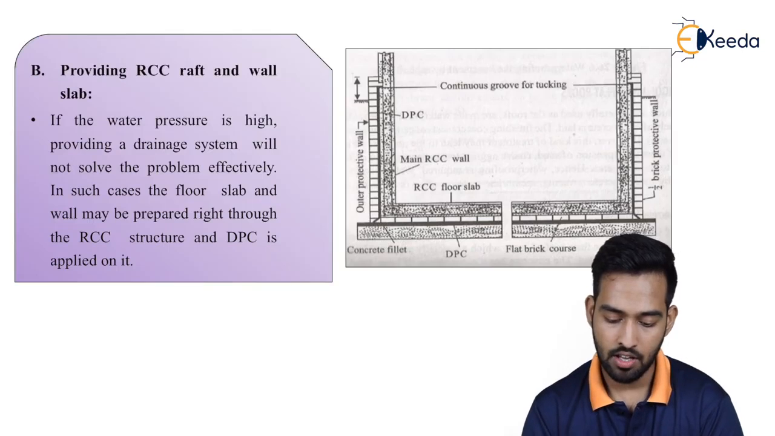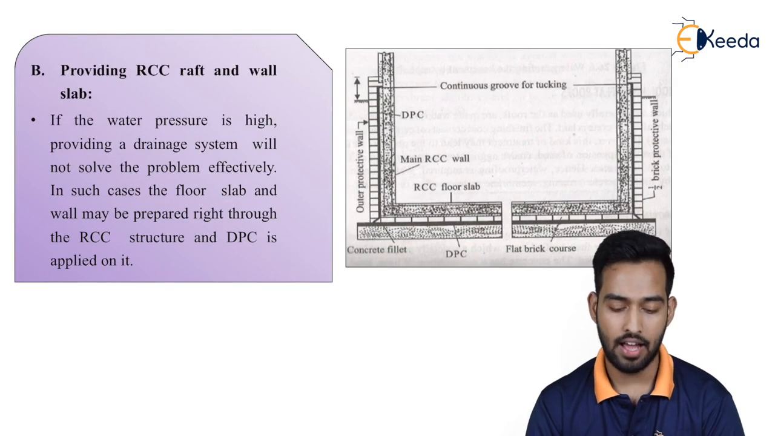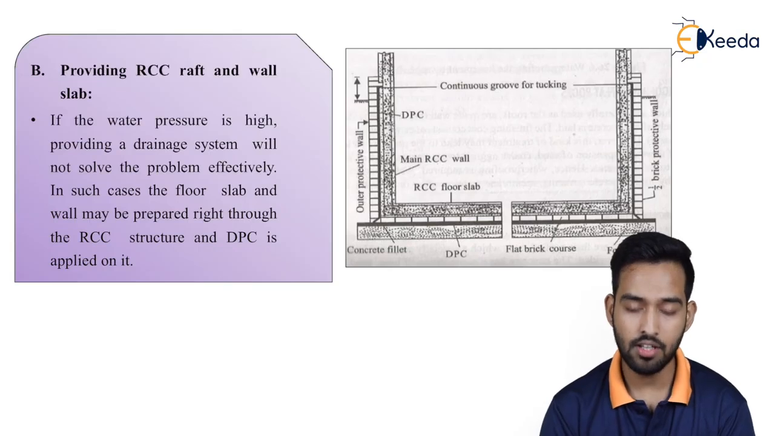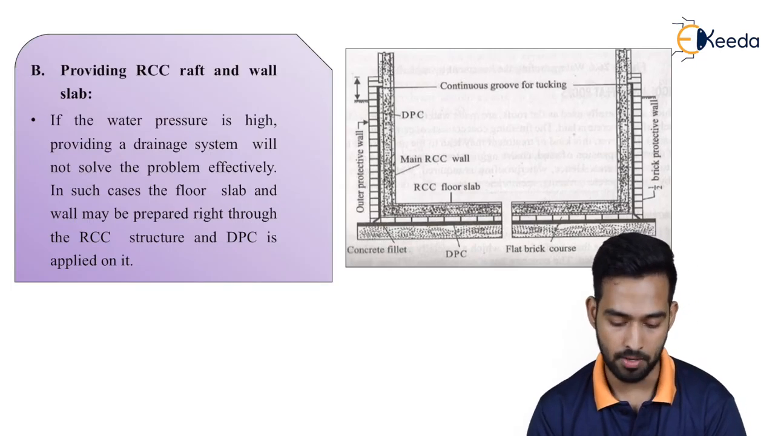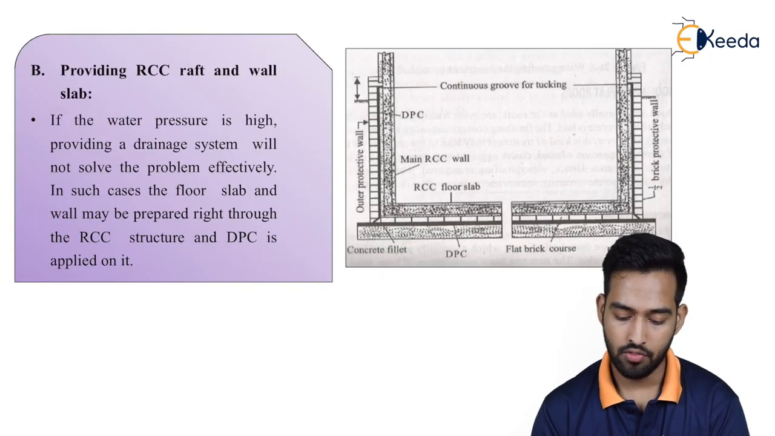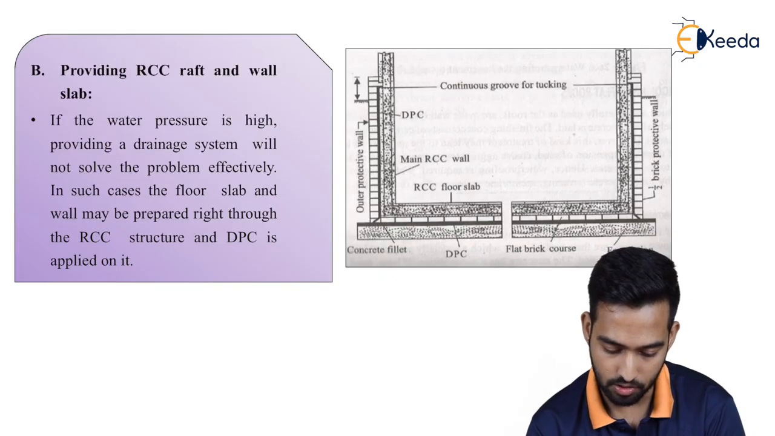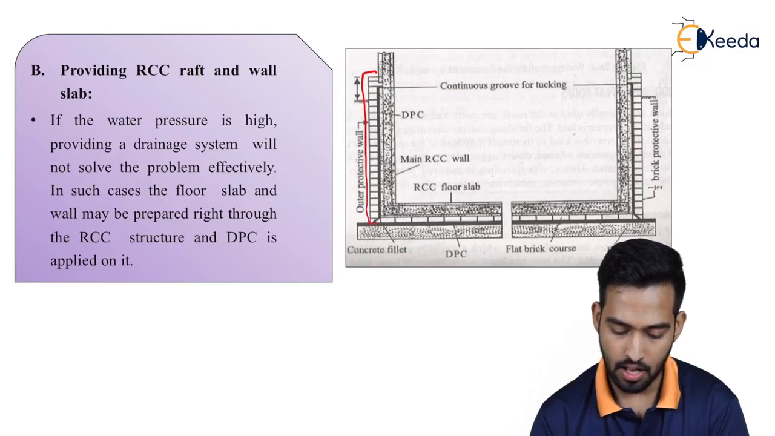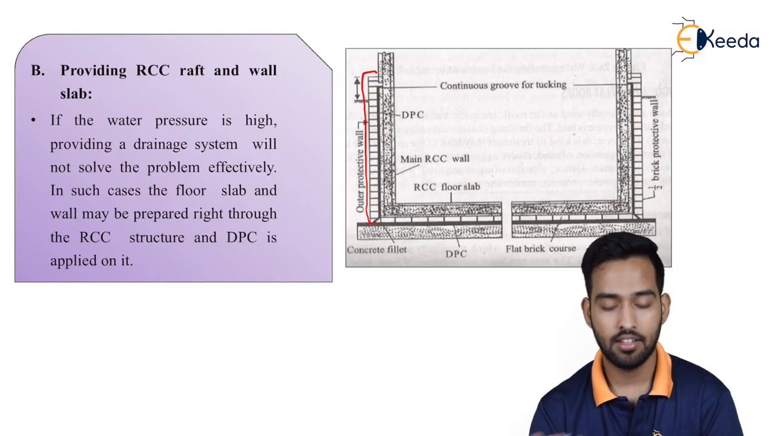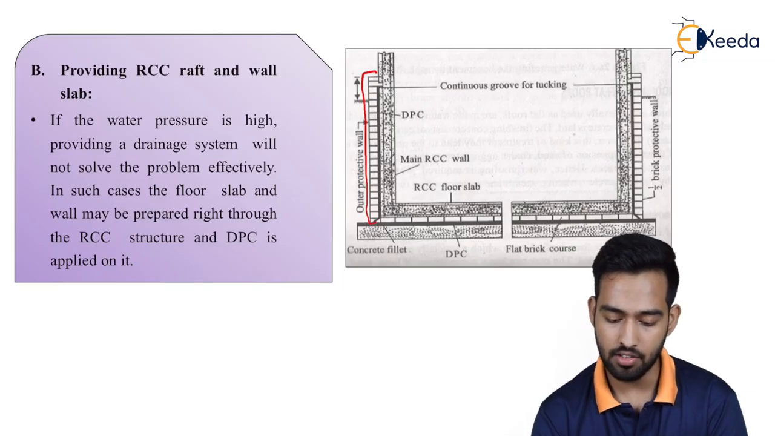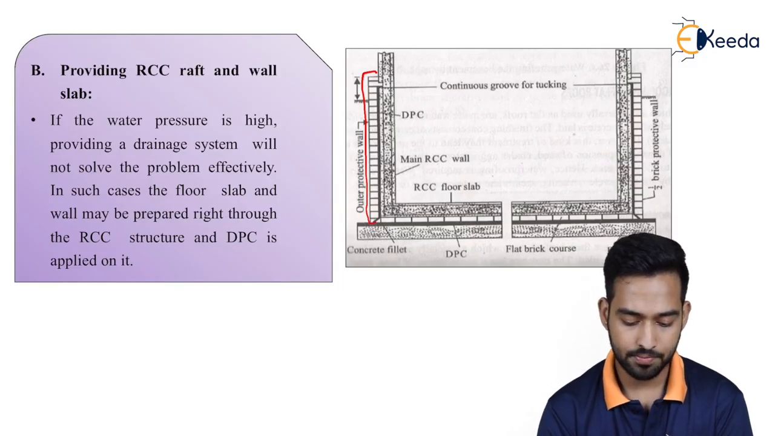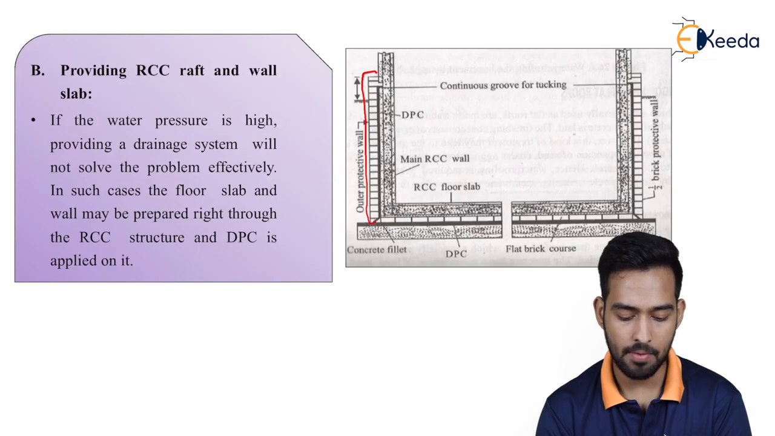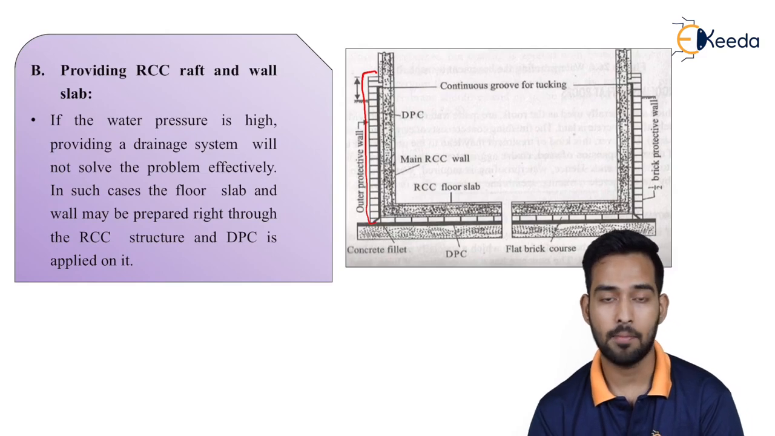Next, providing RCC raft and wall slab. As you can see over here, we can provide an RCC raft and also the wall slabs. If the water pressure is very high, then providing a drainage system will not solve the problem. In this case, what do we have to do? We have to provide, as you can see over here, these walls. We have to provide the outer protective wall. Then we have the DPC, and then we go for the continuous grooving for trunking. So in such cases, floor slab and wall may be prepared right through the RCC structure and DPC is applied on it.